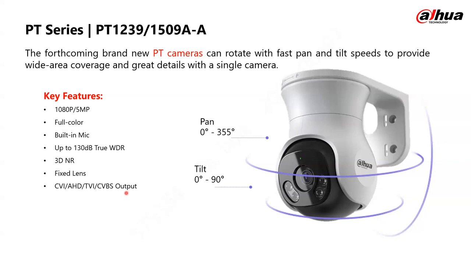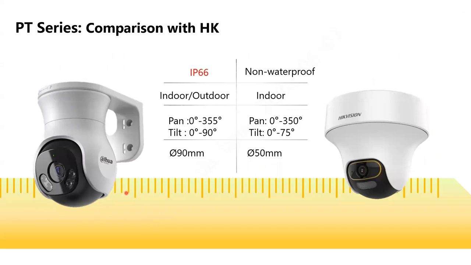So here is a comparison between Dahua's and the competitor's product. In terms of ingress protection, this is highly protected against dust and water, that is IP66. The competitors are basically not that well protected. There's no waterproofing in them. So this product can be installed in either indoor or outdoor scenes, while the competitors are meant for indoor scenes only.